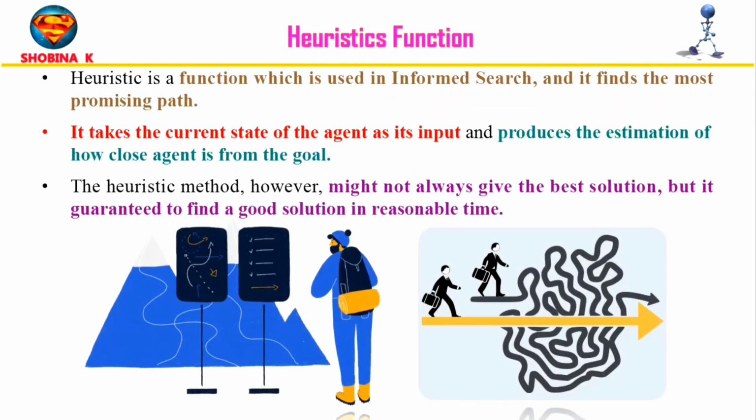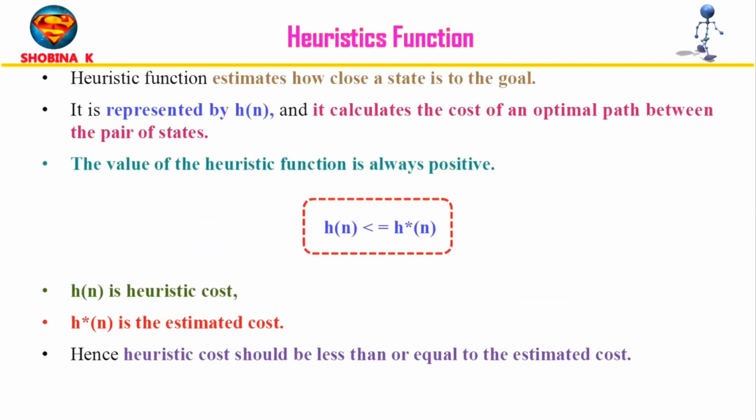Heuristic is a function which finds the most promising path. That is, heuristic is a way which might not always be guaranteed for the best solution, but guaranteed to find a good solution in a reasonable time. The heuristic function takes the current state of an agent as its input and produces the estimation of how close the agent is from the goal. And it is represented by h of n, and it calculates the cost of an optimal path between the pair of states. So the h of n is the estimated cost of the cheapest path from the start node to the goal node. The value of heuristic function is always positive.